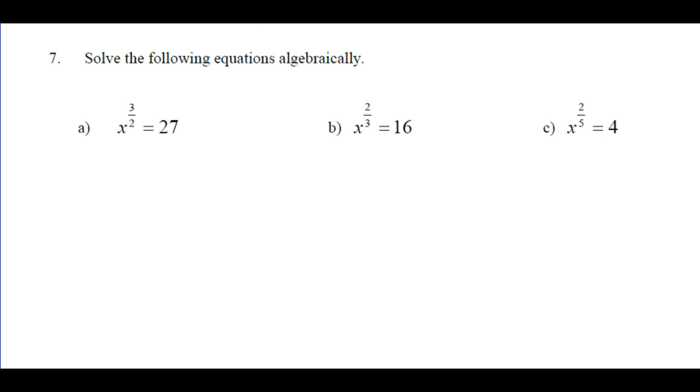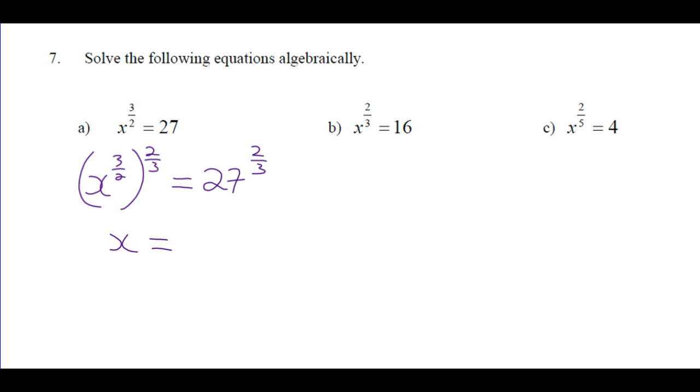Because how do we solve x to the 3/2? What you want to do is raise it to the reciprocal power. In other words, you flip the number over. So I'm going to take x to the 3/2, but raise it to the power of 2/3. If I do that, I have to do the same thing to the other side, so it's 27 to the 2/3. Power to power: what's 3/2 times 2/3? It's just 1, 6/6.